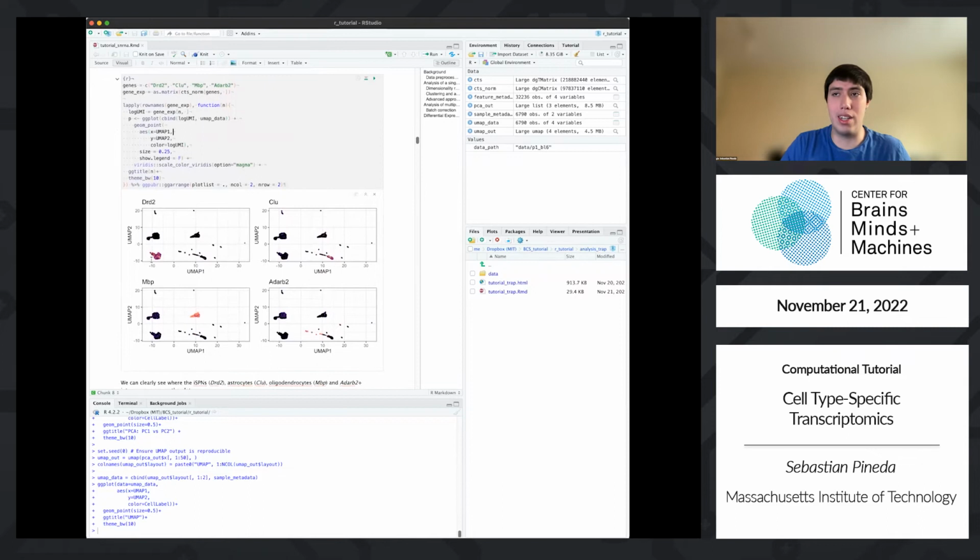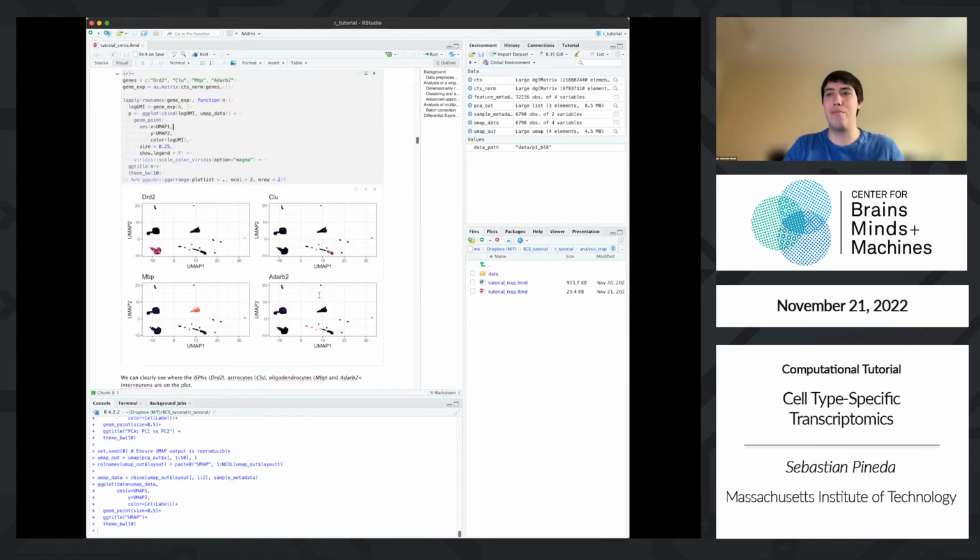So we see that one cluster, and only one cluster, is enriched for DRD2, one cluster is enriched for CLU, one is enriched for MBP, right? So this is sort of the direct way of doing cell type annotation. We take our known markers, and this requires that we know what the markers are. It requires that we know what the cell types are.